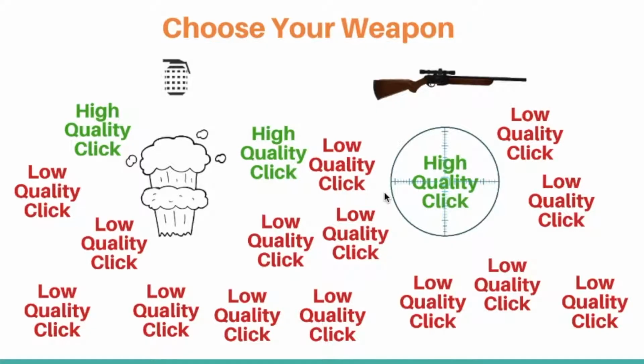When building out your campaigns and ad groups, it comes down to choosing your weapon. Do you want to hunt for high quality clicks with a grenade, or do you want to hunt for high quality clicks with a sniper? If you hunt with a grenade, it's easier, but you're going to get a lot of low quality clicks, and that's what a lot of marketers will do for you because it's faster. High quality click hunting takes more time, but costs less money and produces higher quality leads. Makes you more money.